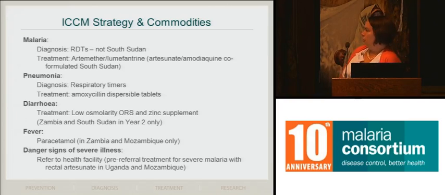I think it's very important to clarify that all of the treatments at community level are for simple cases of illness. For any severe illness, the implementers were trained to recognize danger signs and then refer to a health facility. The one thing that we do have in Uganda and Mozambique is a pre-referral treatment for severe pneumonia, which is rectal artesunate.